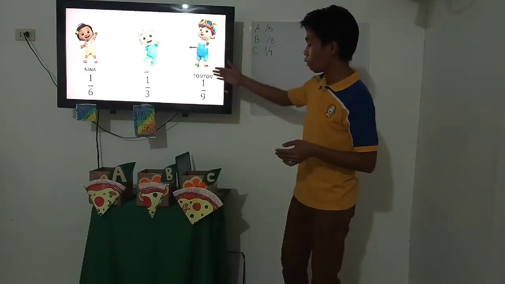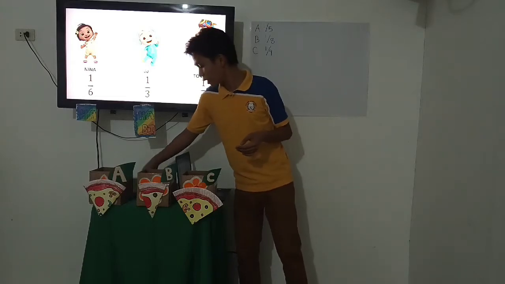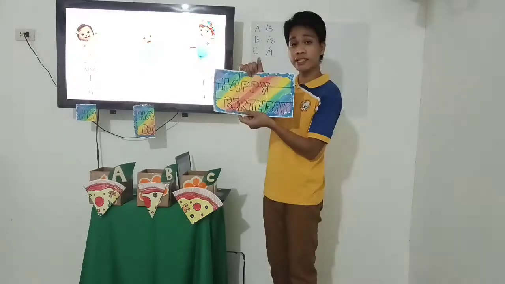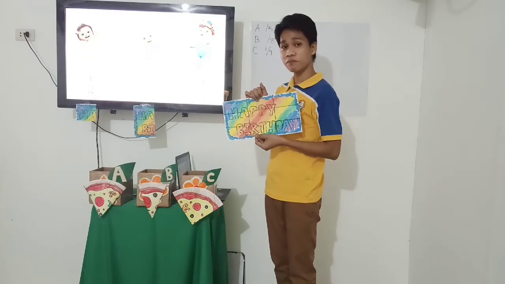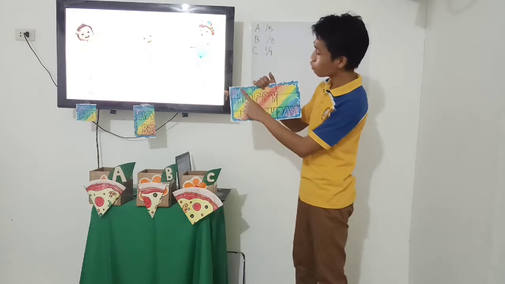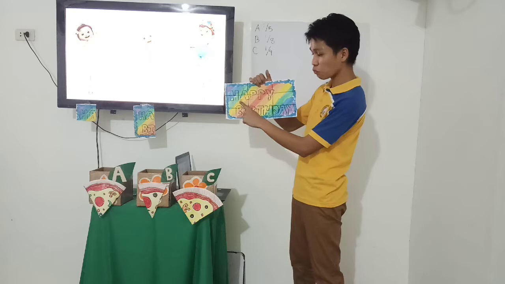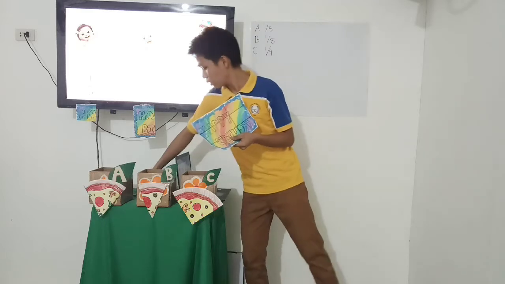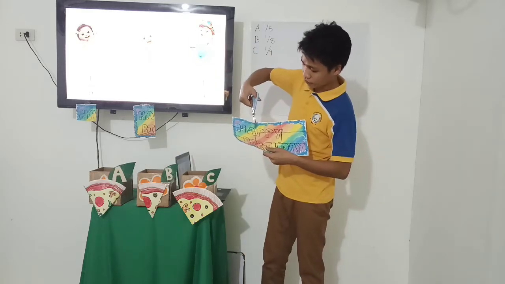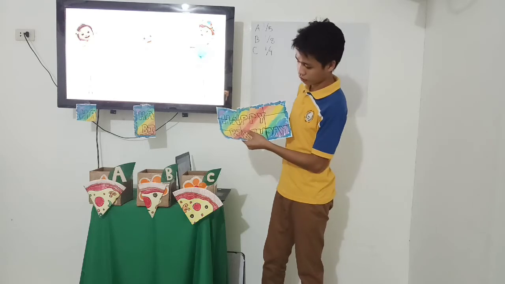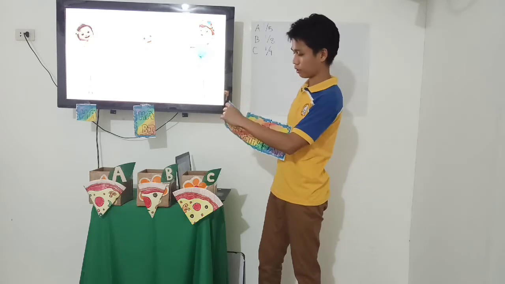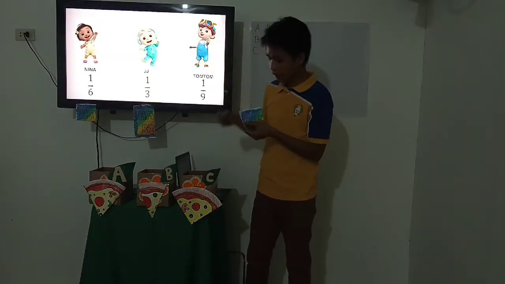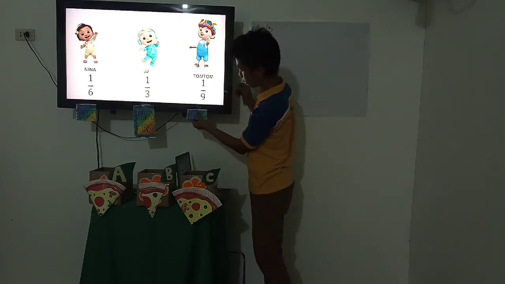Okay, now we have 1/9. We will have another cake for us to see how 1/9 looks like. If this is the cake, we will cut it into how many pieces? 9 pieces. Okay, 1, 2, 3, 4, 5, 6, 7, 8, 9. Now let's take 1 out of 9 slices. And we have 1/9 of the cake. This is how it looks like.